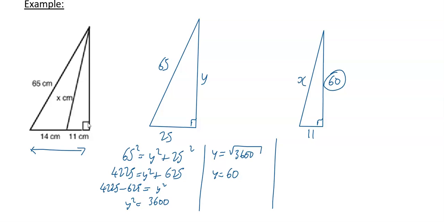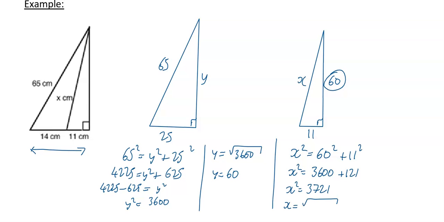We're now ready to go. And in this case, x is the hypotenuse, so we'll start with it. X squared is equal to 60 squared, which we've just worked out, plus 11 squared, which means x squared is equal to 3,600 plus 121. So x squared is equal to 3,721, which means x is equal to the square root of 3,721.